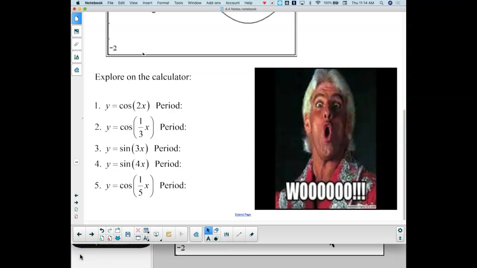All right, so if I'm looking at these, I would say the cosine of 2x, what do we get for a period there? 1 lap, 1 wave. How far? Pi. Yep. Got a period of pi. Cosine of 1/3 x. Period. 6 pi.